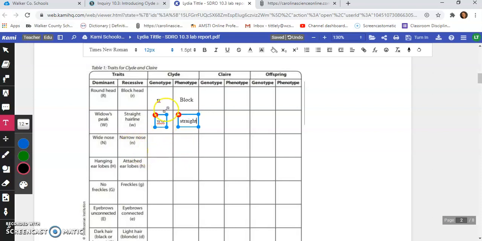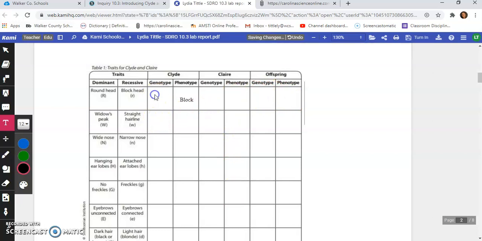Okay, so you would do all of Clyde's traits that way, and when you get done with Clyde, then you would do the same process for Claire. Now, when you get through with Claire, you do not do the same process for the offspring. We won't be flipping coins for the offspring. Instead, we will be doing Punnett squares.